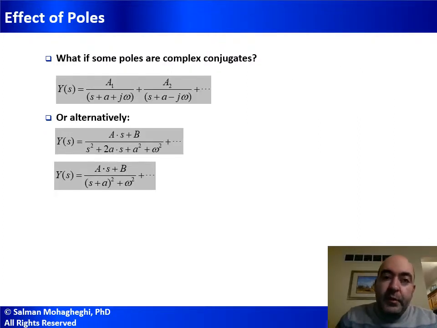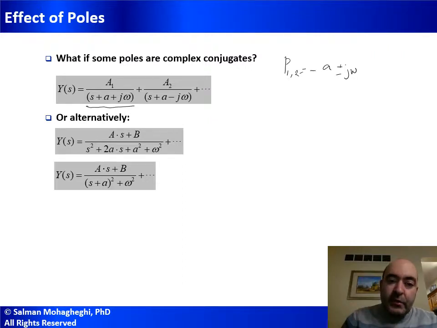Now, what if some of my poles are complex conjugates? If that is the case, for example, having p1 and p2, which is, let's say, minus a plus minus j omega, I can follow the same approach for partial fraction expansion. And I can have a1 divided by s plus a plus j omega. This represents the pole at minus a minus j omega, plus a2 divided by s plus a minus j omega, which obviously represents the pole of minus a plus j omega. I can multiply these terms by one another, and I will get something like this.